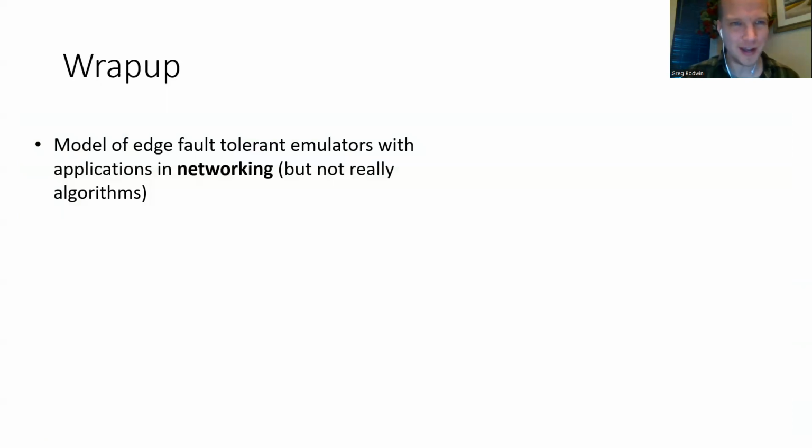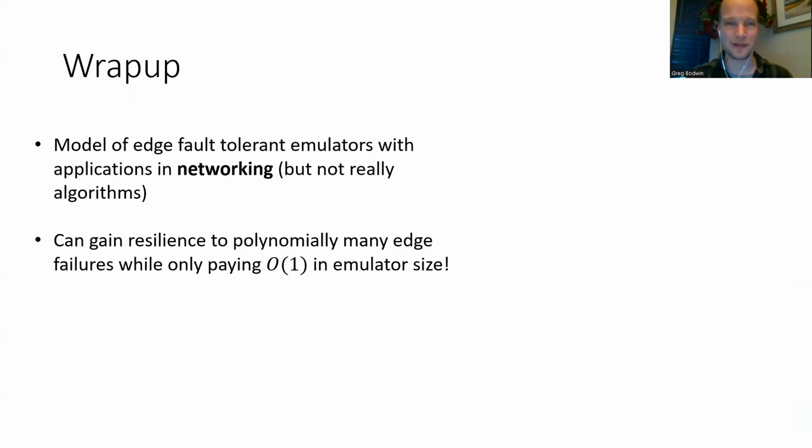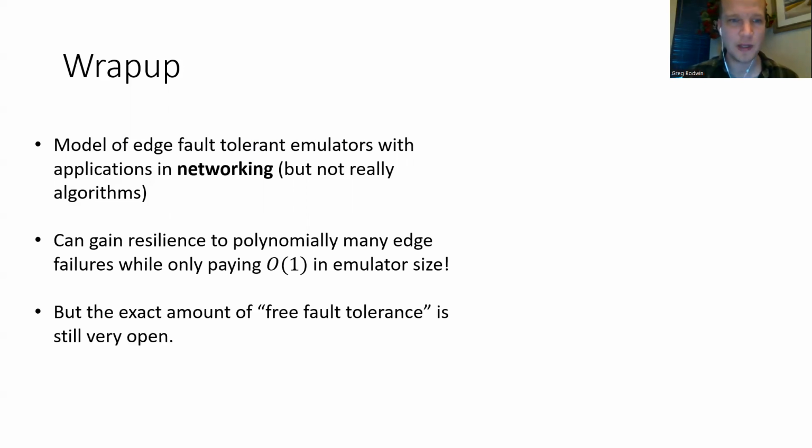Here's just a quick wrap up. The model of edge fault tolerant emulators that we are working with has applications in networking, but not really in algorithms. This is really focusing on the overlay network application in order to be justified. The main result, which I think is very surprising, is that you can get resilience to polynomially many edge failures while still only paying a constant factor in your emulator size for that power, which is much, much stronger than anything else that has shown up in similar questions in this area. The last thing is just that the exact amount of free fault tolerance is still very open. Those last 3 open questions that I mentioned are all about pinning this down.